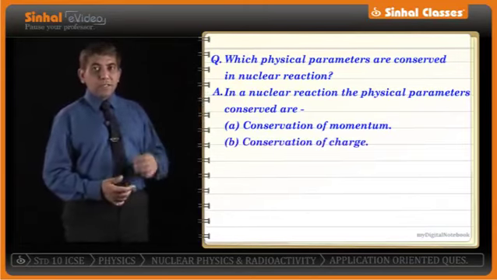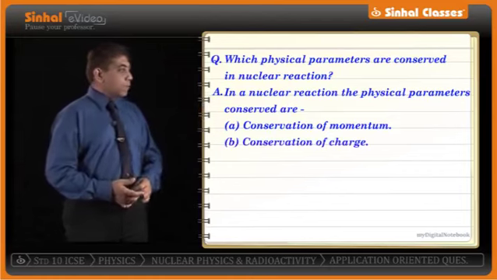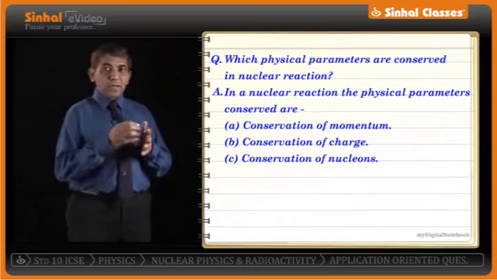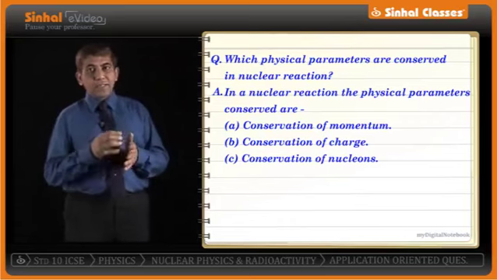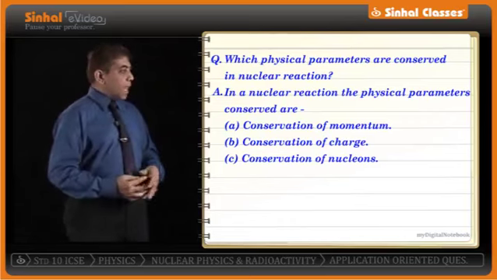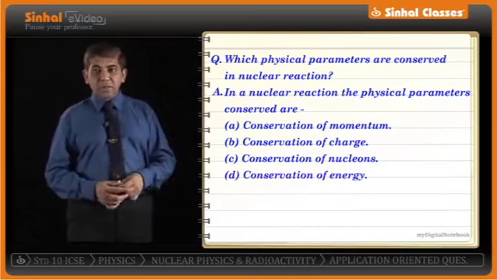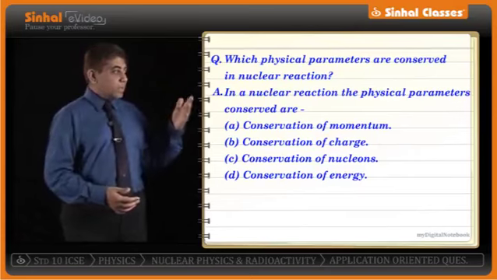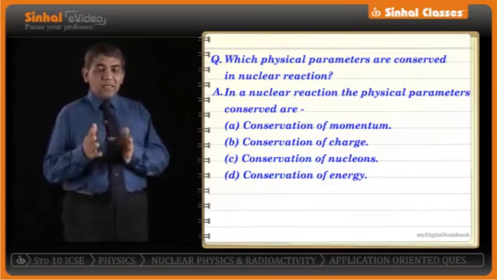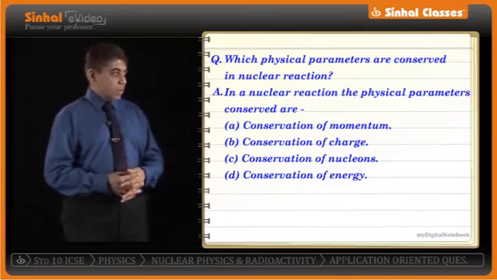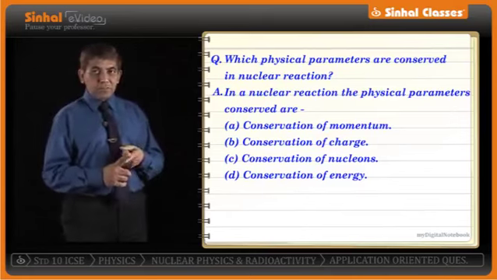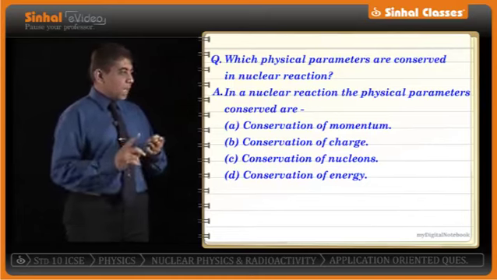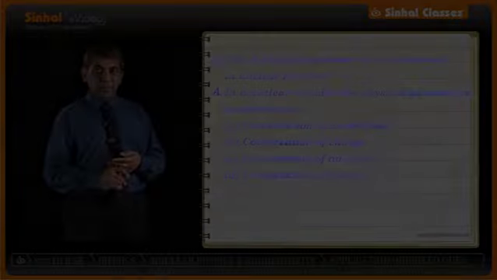Charge also is conserved in a nuclear reaction. Then conservation of nucleons. Nucleons are nothing but the subatomic particles that are present in the nucleus of an atom. And the conservation of energy, because we know that energy can neither be created nor be destroyed. So the physical parameters that are basically conserved in a nuclear reaction are, once again, conservation of momentum, conservation of charge, conservation of nucleons, and conservation of energy.